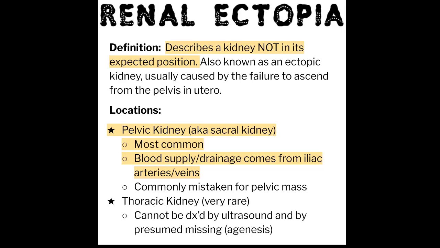The other kind of interesting thing about pelvic kidneys is normally our kidneys get their blood supply from the aorta and drain into the IVC. Pelvic kidneys actually get their blood from the iliac arteries and then drain into the iliac veins. Now, the other area that we might see a renal ectopia occur is a thoracic kidney, and this is very, very rare. But what ends up happening is that kidney doesn't stop at the abdomen, it keeps going up into the thorax. Now, we as sonographers are going to have a really hard time diagnosing this because we can't see around the lung space to see a thoracic kidney. So we might expect that it's more agenesis versus renal ectopia.